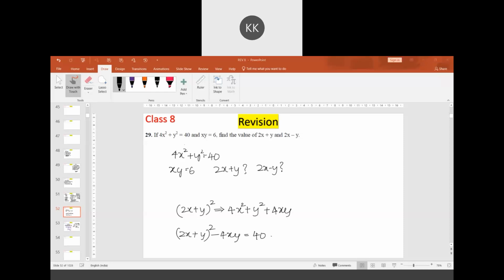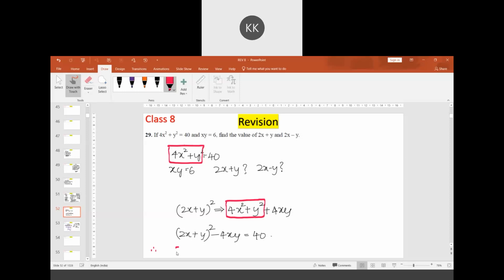Correct? You will agree with me? No, sir, I did not get this. Let me tell. Observe this: here we have 4x² plus y². In the given question also there is 4x² plus y². This can be written as (2x + y)² and transpose this, minus 4xy. So this has absolutely no problem.